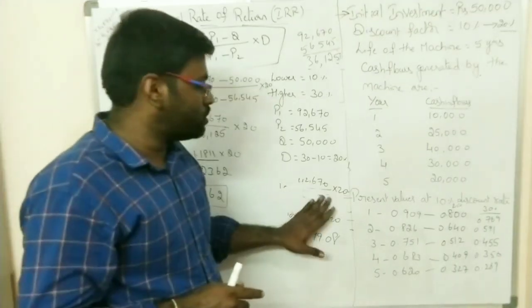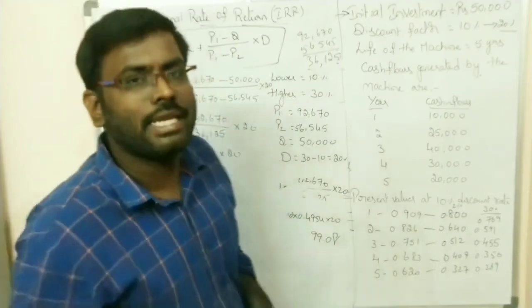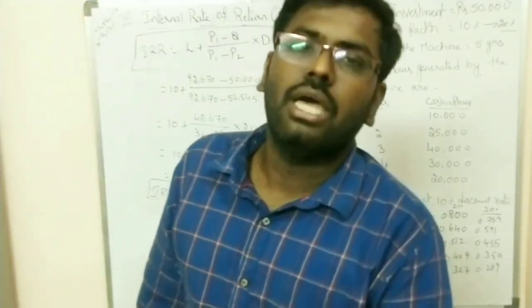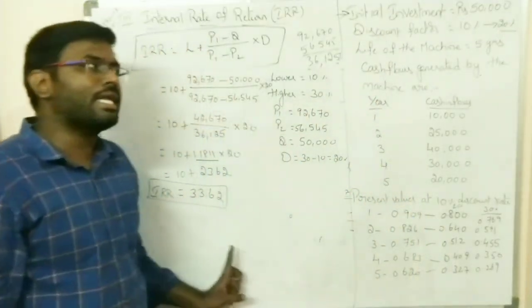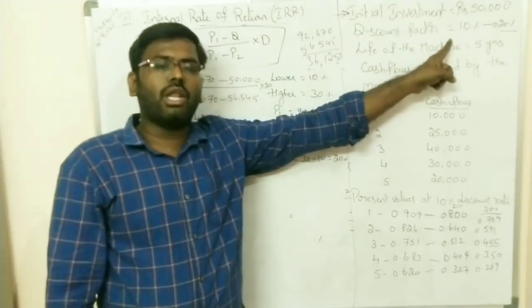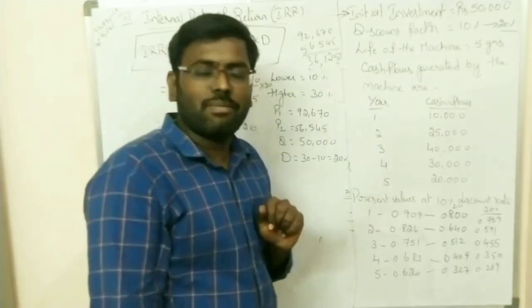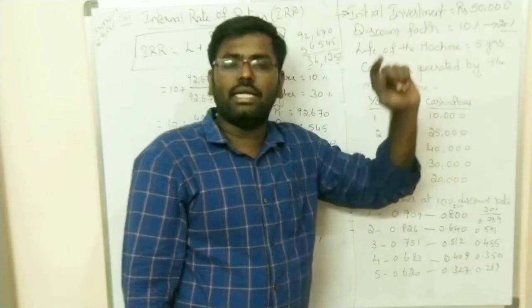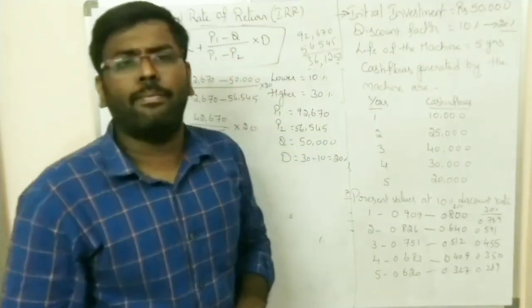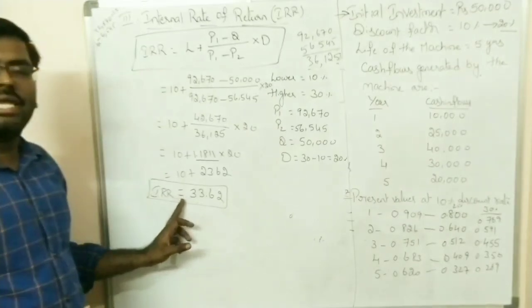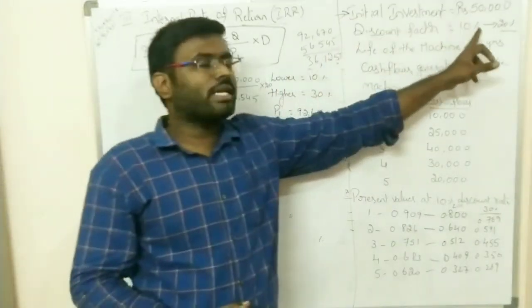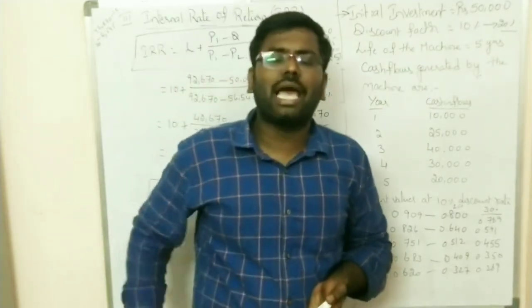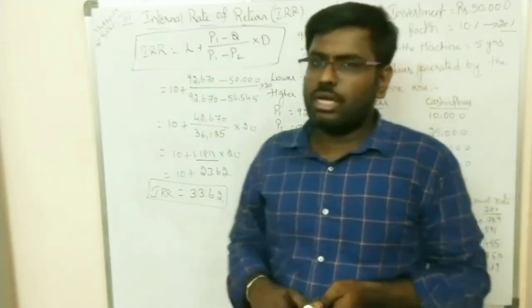In the case of IRR also, you should follow the acceptance and rejection criteria. If the calculated IRR is more than the given cost of capital or discount rate, then we will accept the project. If the calculated IRR is less than the cost of capital or discount rate, then we will reject the project. In this problem, the calculated IRR is 33.62 and the discount rate given is 10%. So obviously we will accept the machine because the calculated IRR is more than the discount rate.